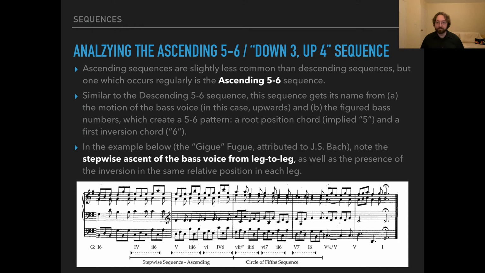In the example below, which is the Gigue fugue, which is attributed to J.S. Bach, note the stepwise ascent of the bass voice from leg to leg, as well as the presence of the inversion in the same relative position in each leg. It sounds like this.